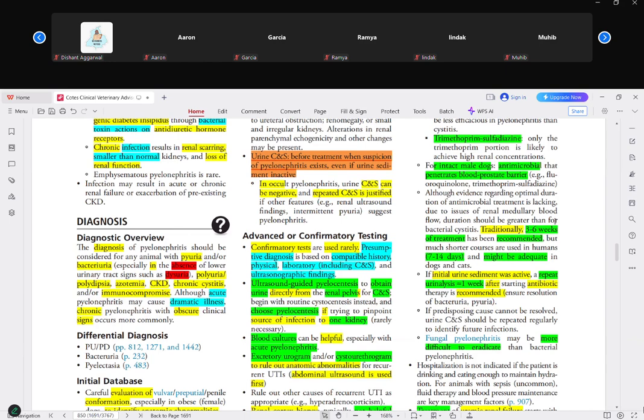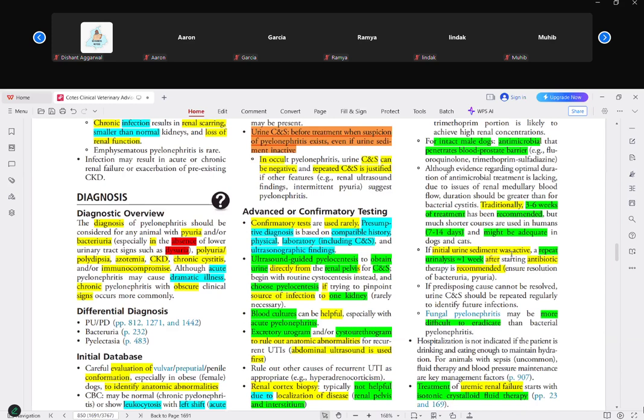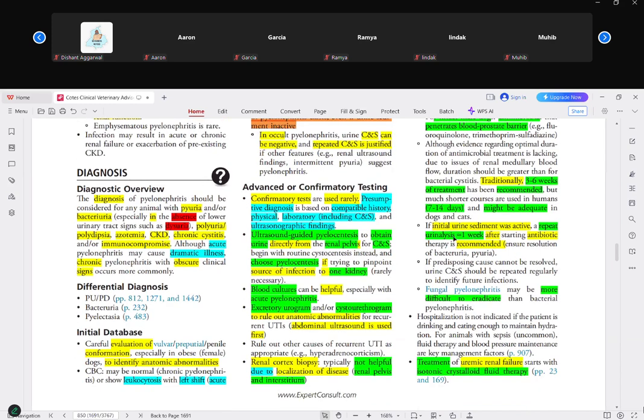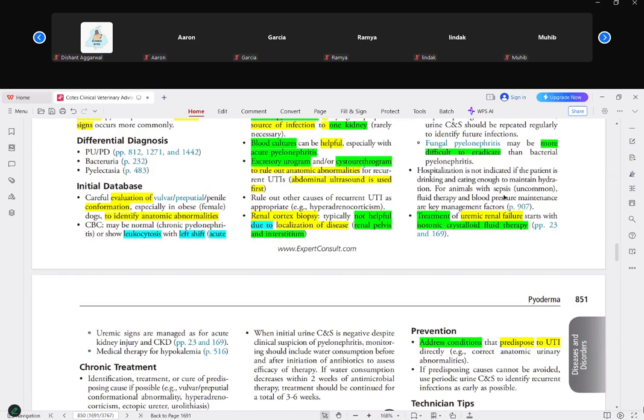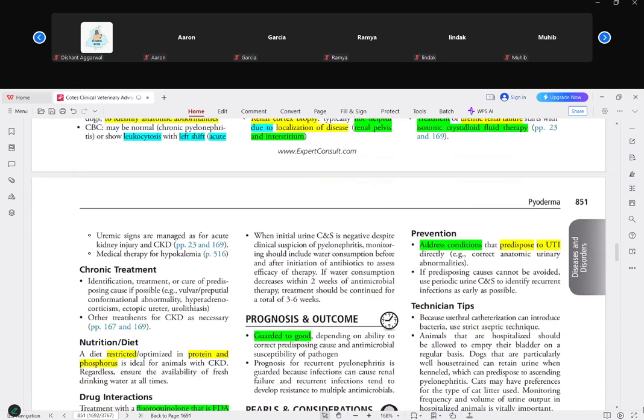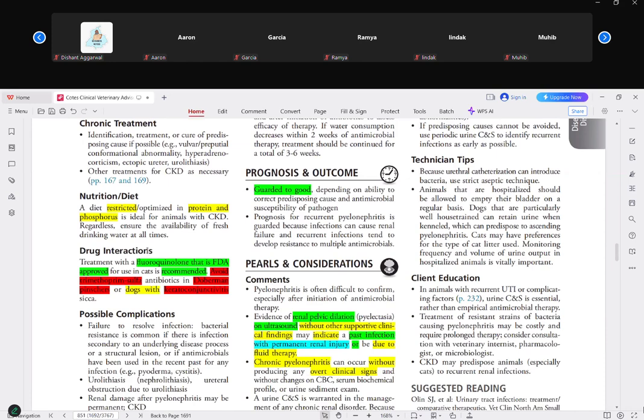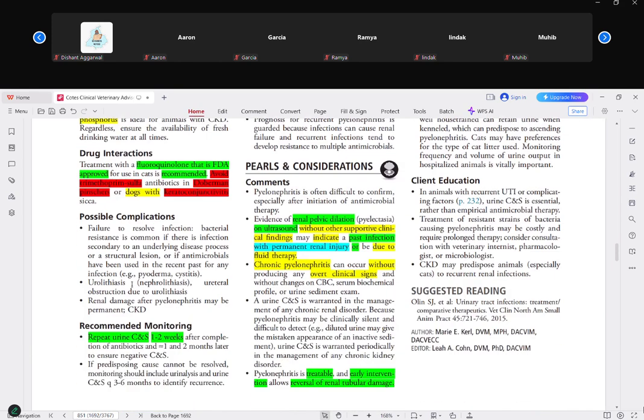For how long do you have to use the antibiotic? You need to use it for at least 3 to 6 weeks, and that is very much recommended. Along with that, you have to do a urine analysis every week to check the urine sediment. You also need to give supportive care like fluids, a restricted protein diet, and a low phosphorus diet to these animals.